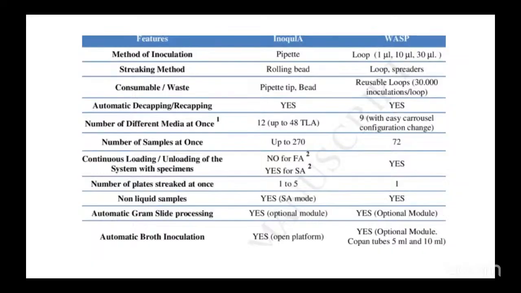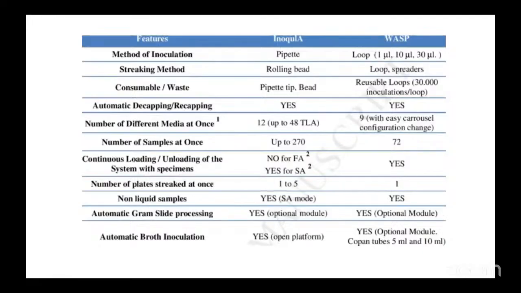Both of these have automated decapping and recapping, so that the discard is also capped when the machine discards the sample. As you can see in InoqulA, up to 12 different types of media can be inoculated for a single sample, whereas for WASP only 9. I think this is also a very high number. InoqulA can cater up to 270 samples in one go, whereas WASP can cater up to 72. And similarly, the cost is also 3 times for InoqulA.